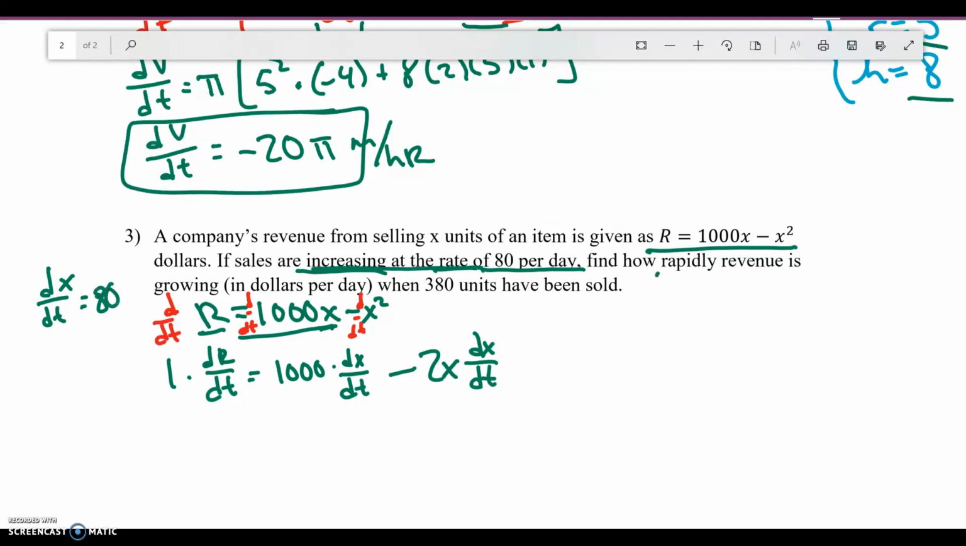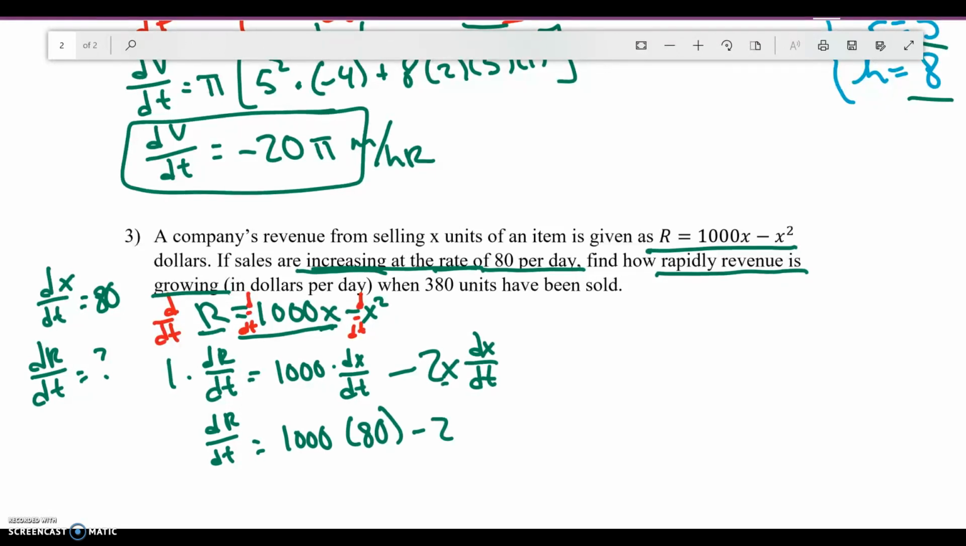We want to figure out how rapidly the revenue is growing. So that's what we're looking for, dr over dt. So dr over dt is equal to 1000 dx over dt, that's just 80, minus 2 times, well, how many units did we sell? X in this case was 380. So this is 380 dx over dt, that's just equal to 80.